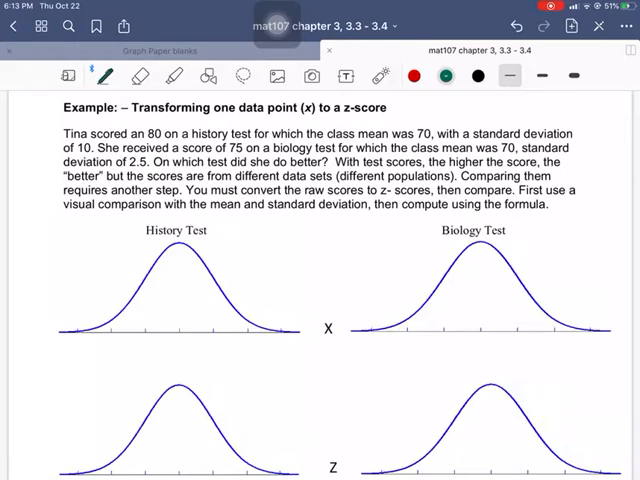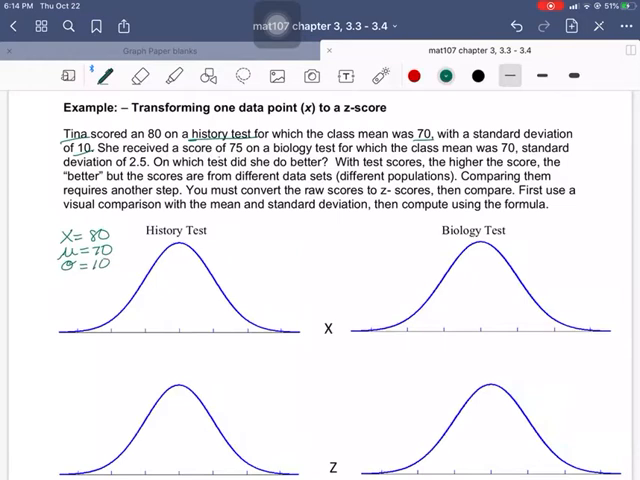Okay, so for example, we have a score of 80 on a history test for a student. The class mean was 70 with a standard deviation of 10. This is the entire class, the population of the class. So we have an x value of 80 for just this student, the class mean, or mu, is 70, and the population standard deviation, sigma, is 10.